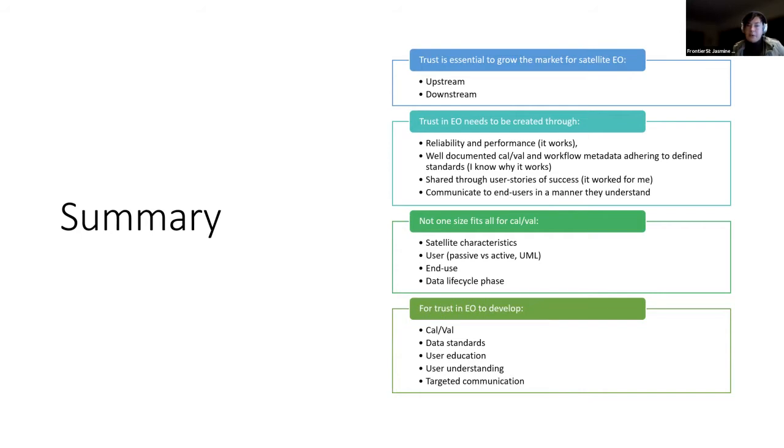For trust in Earth observation to develop, we really need those standards, the user education and understanding, as well as the targeted communication. As I mentioned, there's a couple of links there that I'm hoping we can get some contributions back on from this community today, and I'll put those in the chat after I finish speaking. So thank you very much for your time listening today.